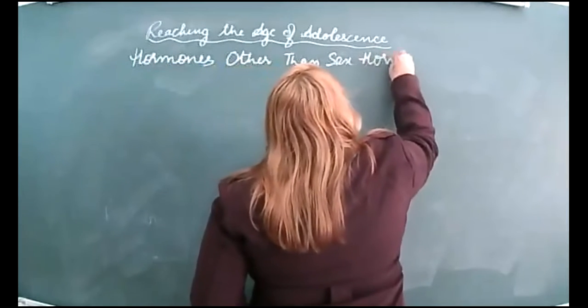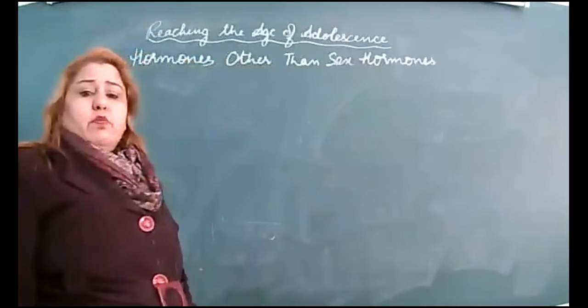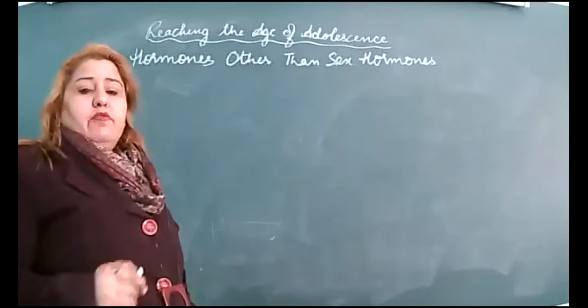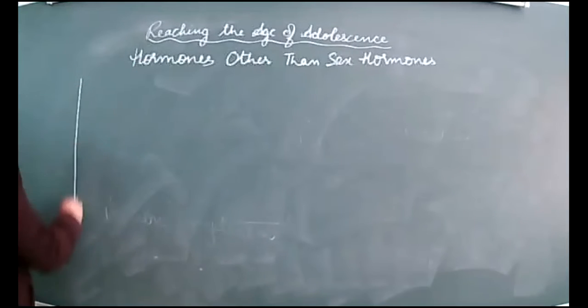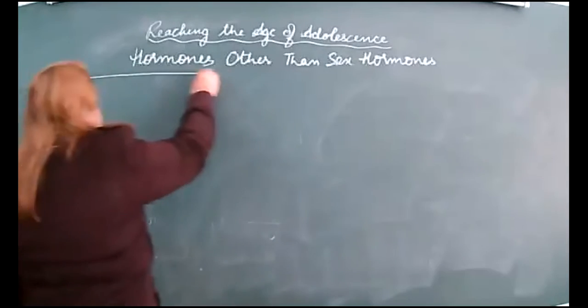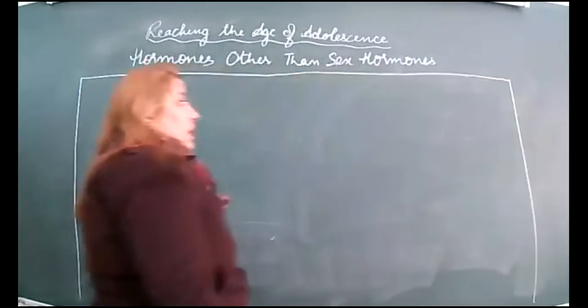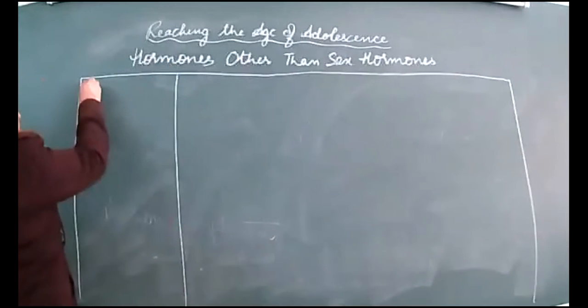Now, besides these, what other hormones are present in our body, which help in which way? We have to discuss this. So for this we will make a table. Here we will write down the hormones and their position.